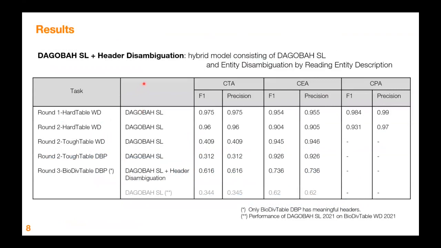We report the performance of our annotation system in 3 rounds of SemTab. We want to highlight two things. First, the CEA and CPA tasks on SemTab tables are successfully solved, except for purely tabular data, where we found that entity disambiguation using headers is very useful for these datasets. With a rough comparison with last year's performance of DAGOBAH SL, we did get considerable improvement.